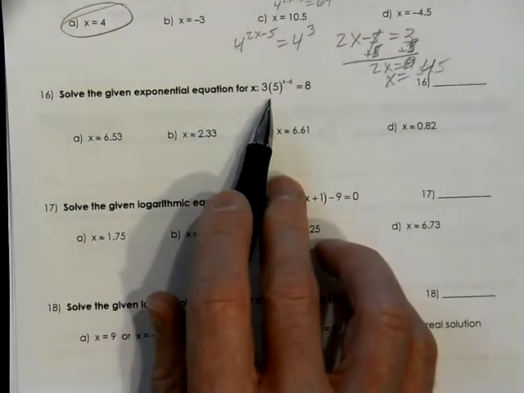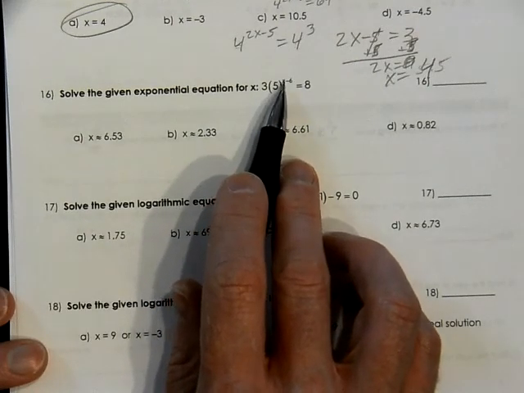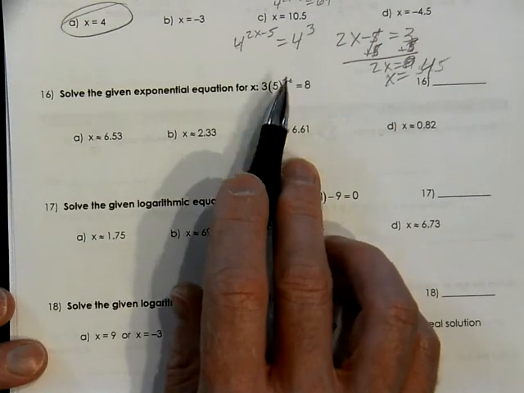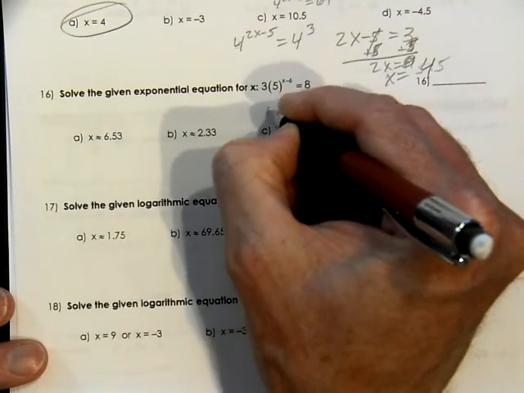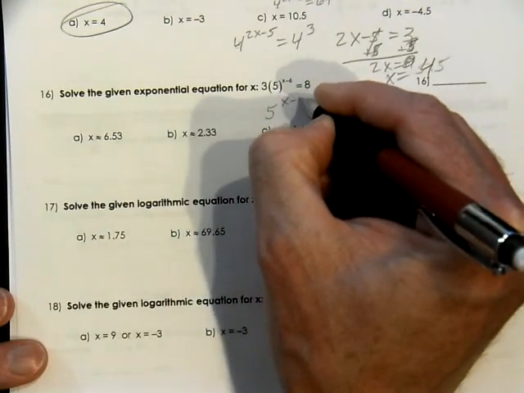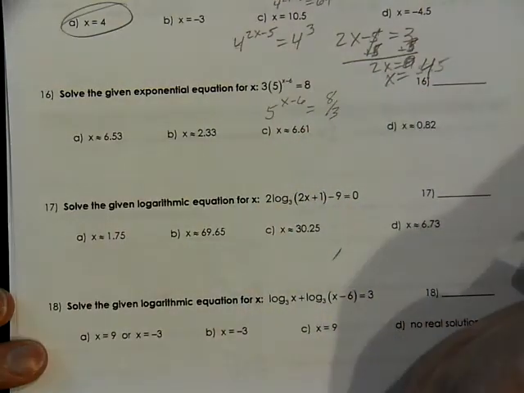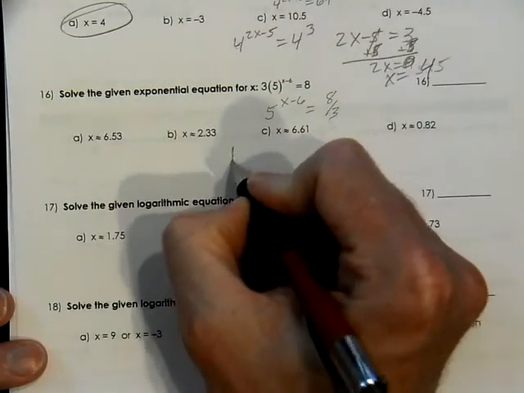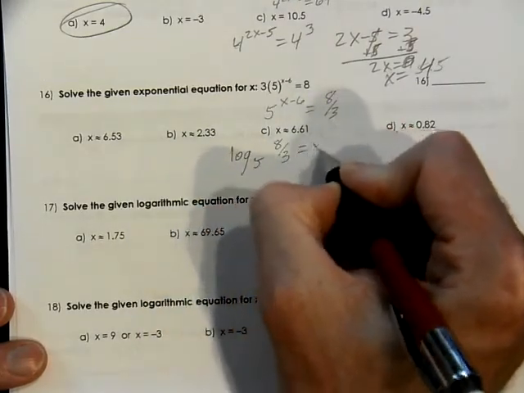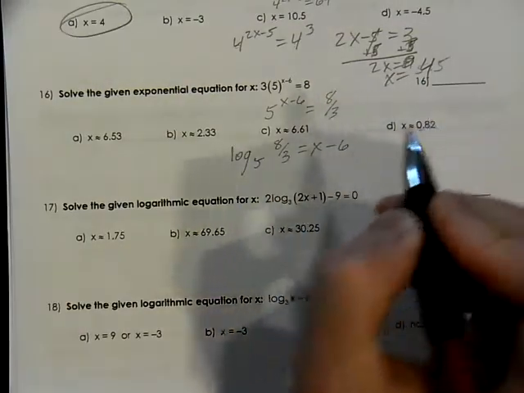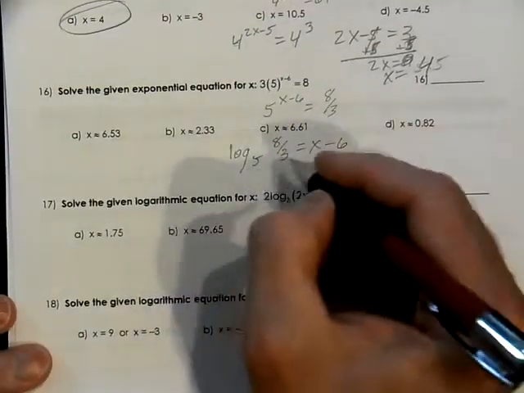Solve the given exponential. Well, to solve for an exponent, we have to use a logarithm. But first we got to move this 3. So we're going to have 5 to the x minus 6 equals 8/3. Now we're going to say log base 5 of 8/3 equals x minus 6. And then we'd add the 6 across.